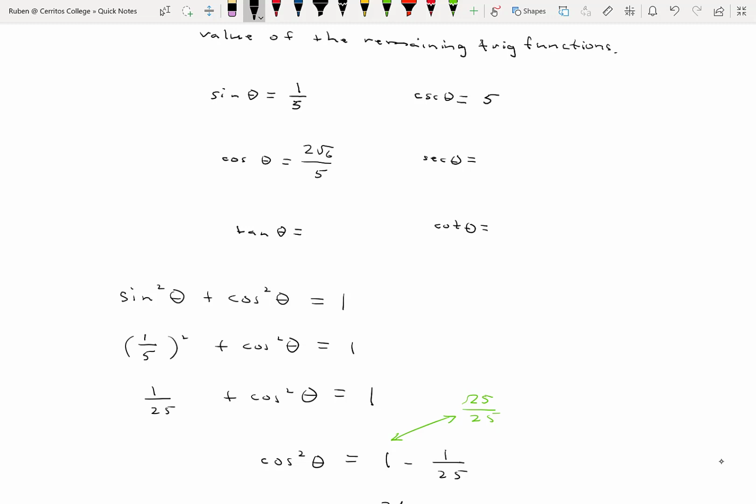And I think I mentioned that the other trig functions are going to fall right out. Not quite, but pretty close. The secant is the reciprocal of the cosine. The tangent is sine over cosine. Remember what happens with the 5 when we divide 1 over 5 divided by 2 radical 6 over 5?